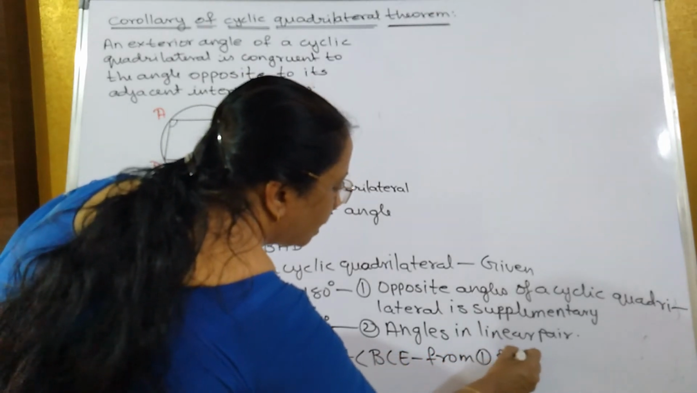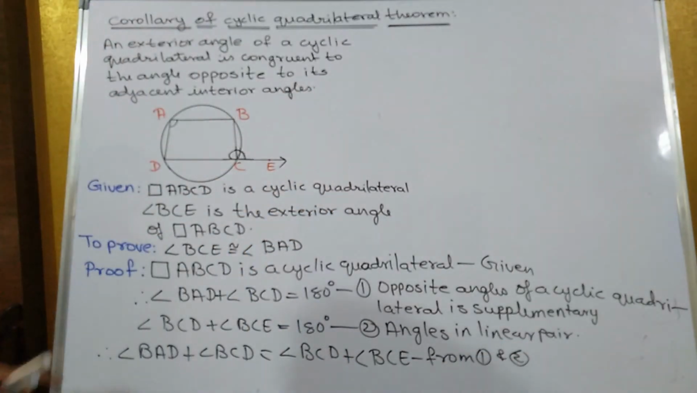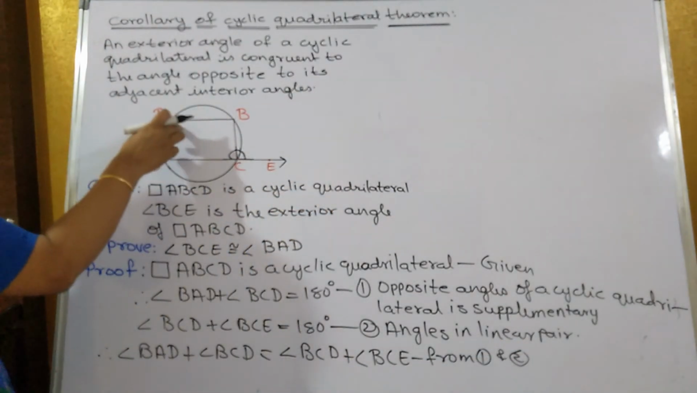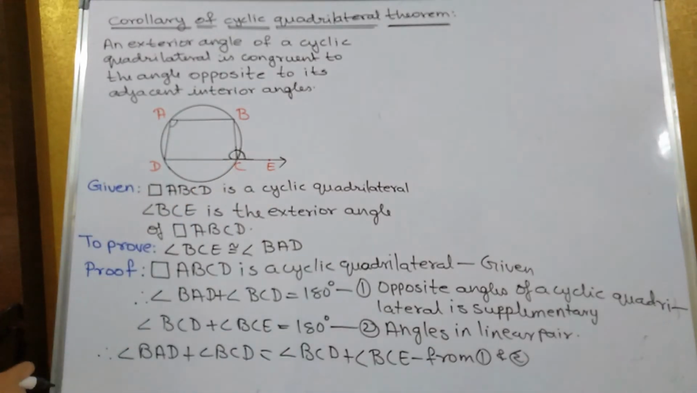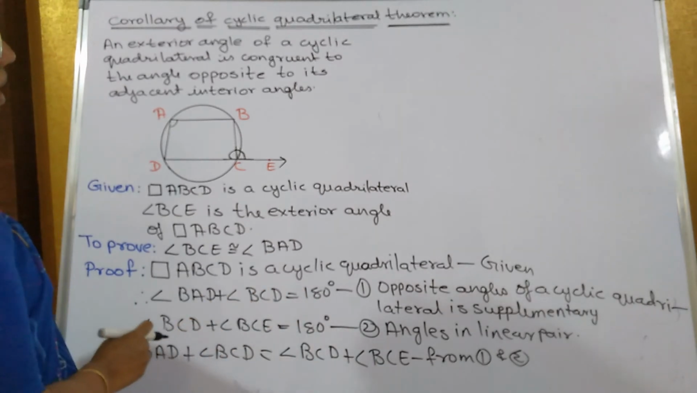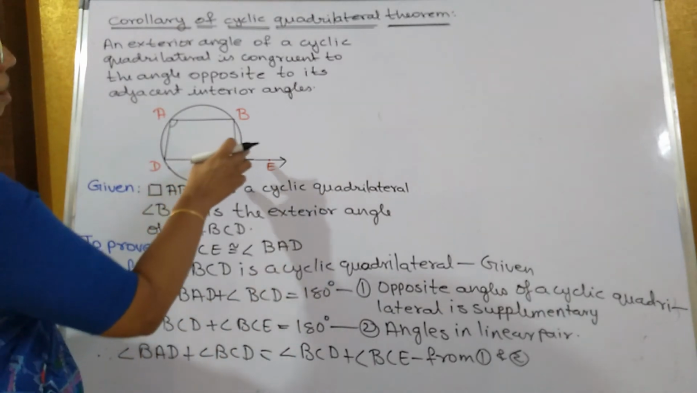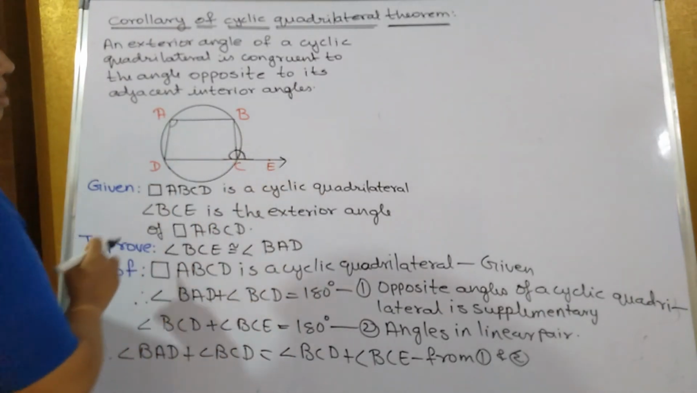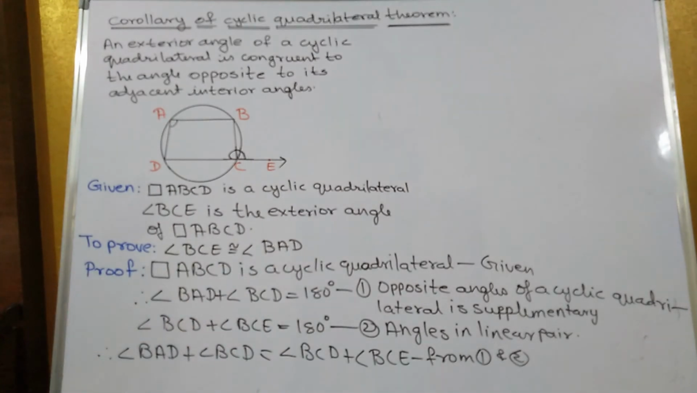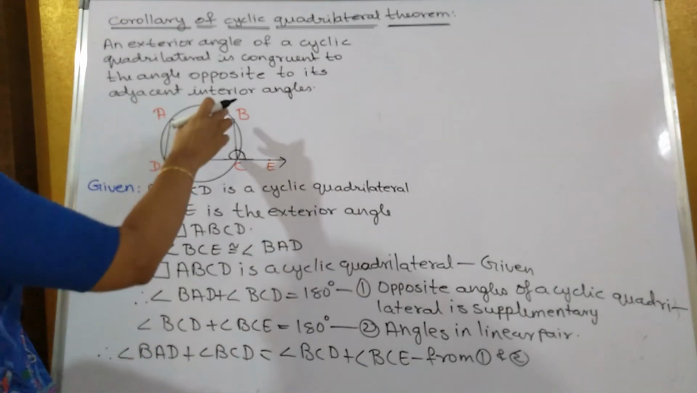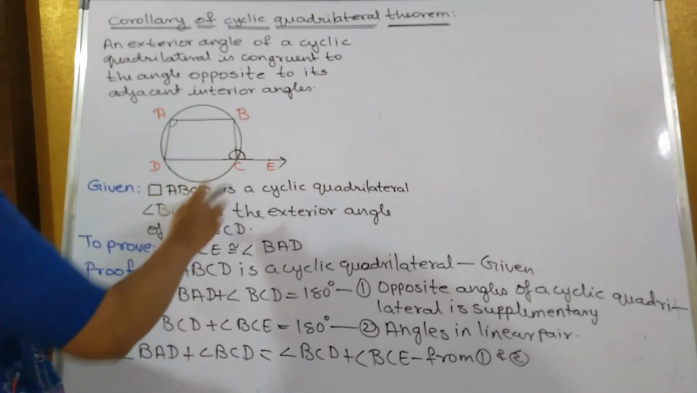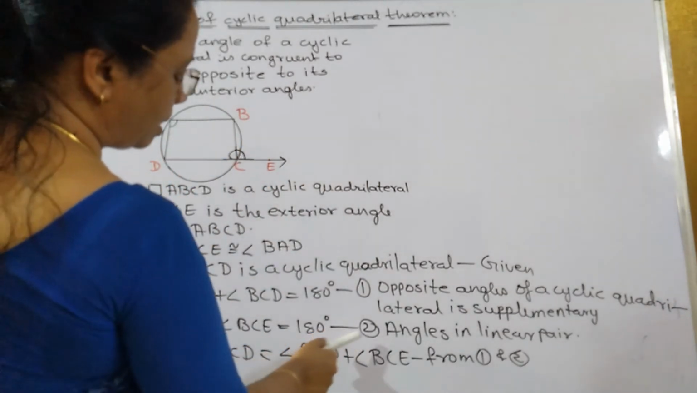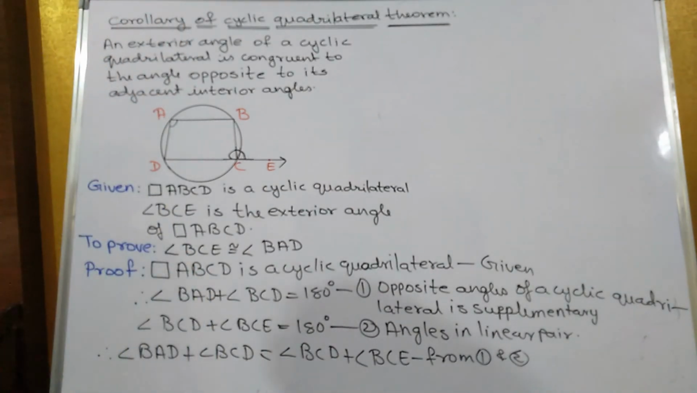I'll repeat once more. In 1 what we got was that opposite angles are supplementary. So A and C, that is BAD and BCD is equal to 180 degree, supplementary angles of a cyclic quadrilateral, and these two angles are also supplementary. Why? Because they are linear pair. So angle BCD and BCE is also equal to 180 degree. Let us take that as point 2.